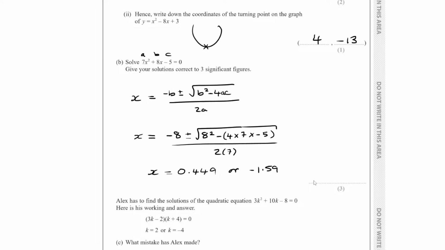Now I think they do give you, those are the exact answers, but they will allow for if you've rounded it incorrectly. I don't know why, considering they've asked you to round it a certain way, but they have said allow for incorrect rounding. You could have had 0.448, that would be fine, or you could have had negative 1.6. They've allowed that as well, but technically these are the solutions.